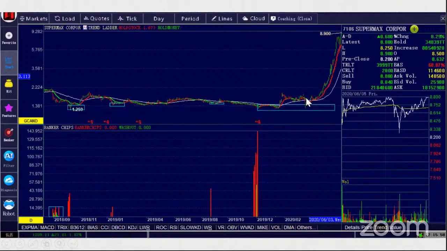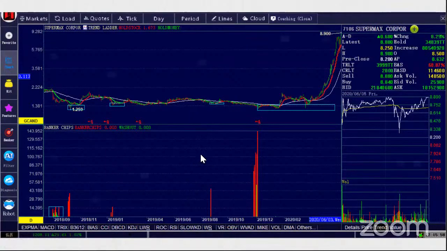That's why I put trend ladder in the first window. Always remember, when we do the analysis, we have a basic model for indicator combination, which is trend plus fan. Bunker chips here is the fan indicator. Trend ladder is the trend indicator. These are necessary, trend plus fan.